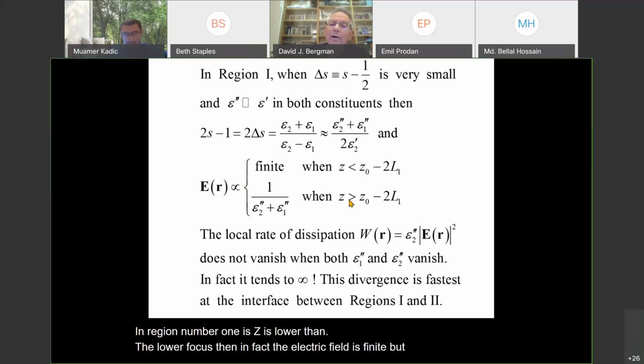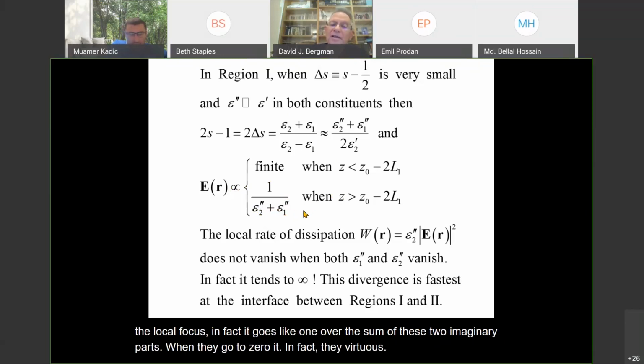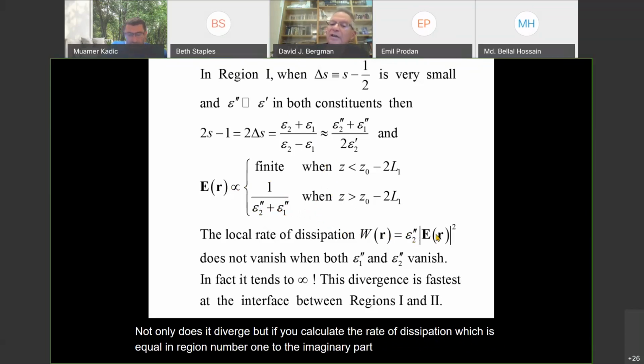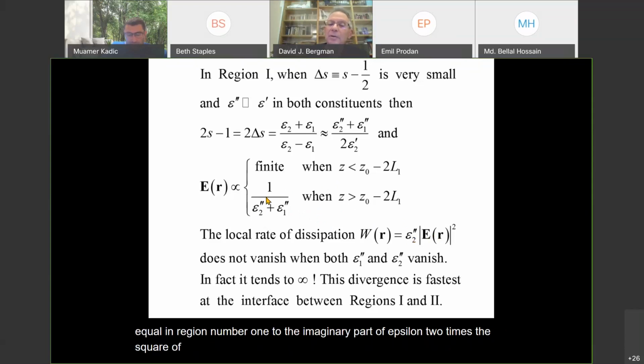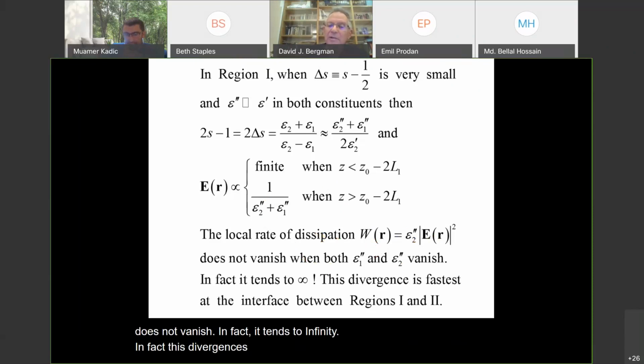If it's higher than the local focus, in fact, it goes like 1 over the sum of these two imaginary parts. So when they go to 0, it in fact diverges. Not only does it diverge, but if you calculate the rate of dissipation, which is equal in region number 1 to the imaginary part of epsilon 2 times the square of the field, what you will get is that if both of these vanish, in fact, this does not vanish. In fact, it tends to infinity. In fact, this divergence is fastest at the interface between regions 1 and 2.